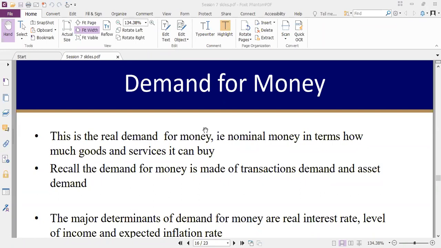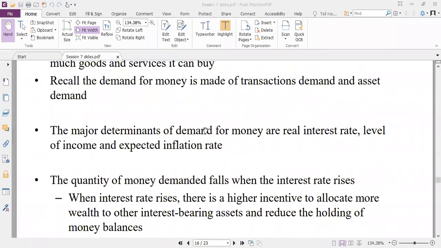We said that the real demand for money is the nominal money in terms of how much goods and services it can buy. And we also established last week that demand for money depends on real interest rates, level of income, and expected inflation. So if I ask you to provide the real interest rate formula, you should be able to tell me. R equals what? I minus what? Please, do you remember this formula? Yeah, good. So R is the real interest rate, I is our nominal interest rate, and this is the inflation.